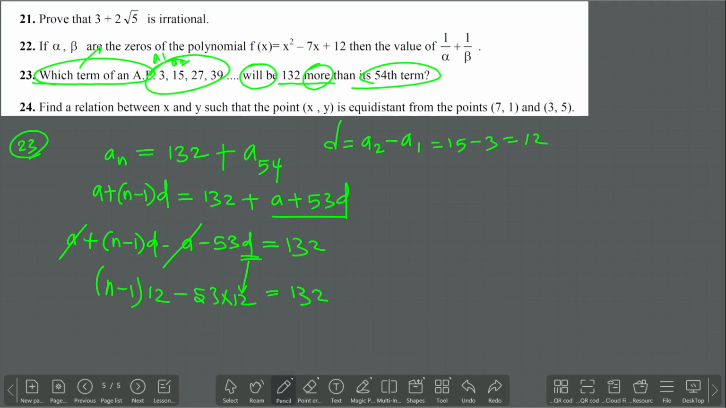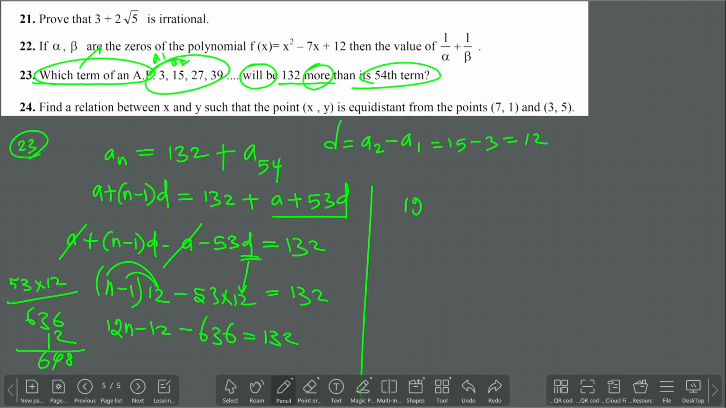Understand? Now you multiply the 12 inside. What am I getting? 12 times n minus 12. Here 12 into 53 you multiply. 636, Raja, 636. Add that 636 with 12. Because both are negative, add and put the same sign. 648 equal to 132, right? So we have 12 times n minus 648 equal to 132. 648 you send opposite, 12 times n equal to 132 plus 648. So what am I getting? 780.